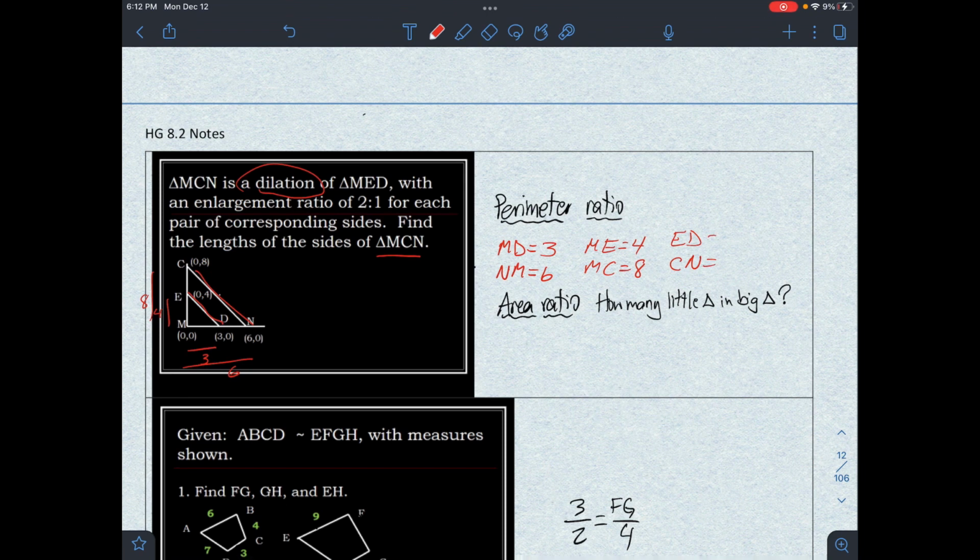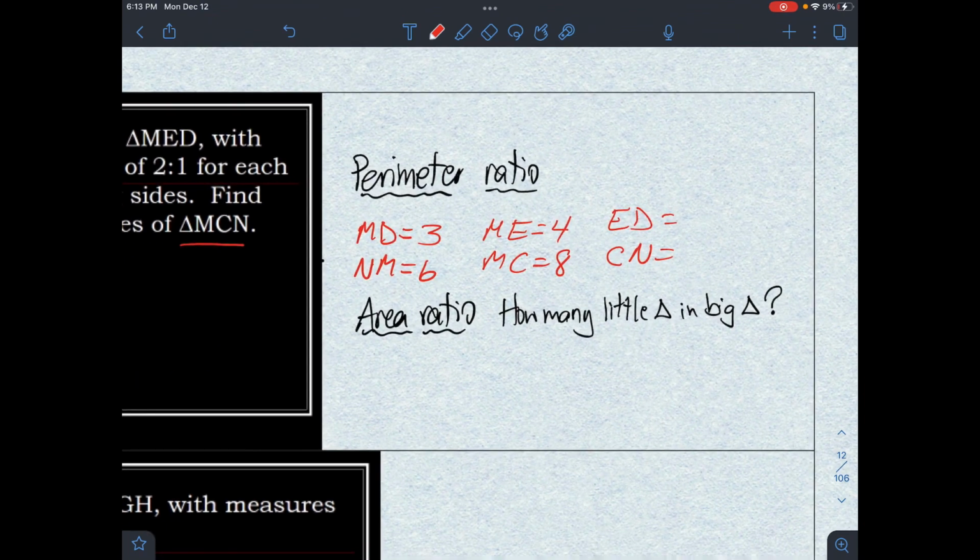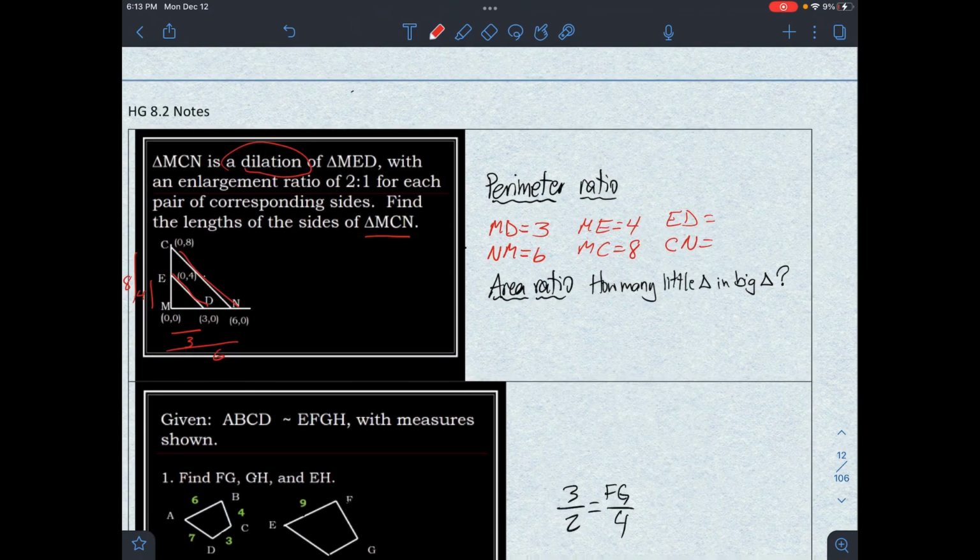Now we only need one of these because then we know the ratio already. So let's go with the small one. Hopefully you remember your Pythagorean theorem here. We've got one side equal to 3, another side equal to 4. If you square both of those and add them up, and then take the square root of that, bam, you get 5. So ED is 5, and CN is therefore 10. All right?